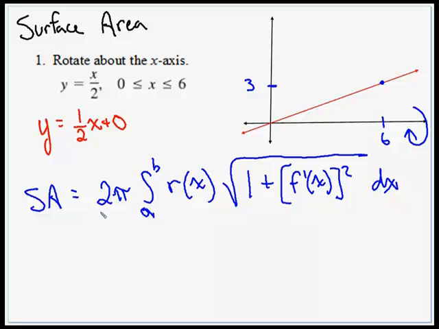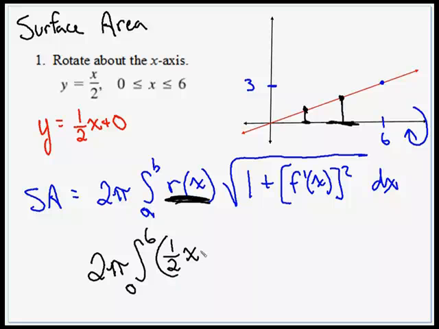All right. Let's start plugging in our numbers. 2 pi. We are going to integrate. We're going along the x-axis here, so we're going to go from 0 to 6, lower limit to upper limit. R of x. R of x is the distance from our axis of rotation. Our axis of rotation is the x-axis. How far away are we from it at any given x value? Well, the distance from the axis of rotation are points on the line. So r of x is going to be our function 1/2 x. The distance from the axis of rotation is dictated by the function itself.